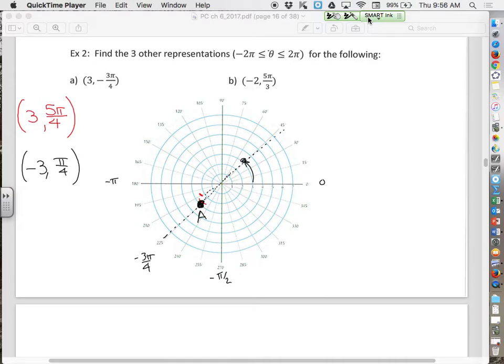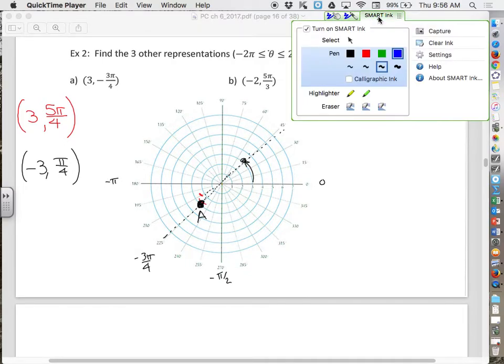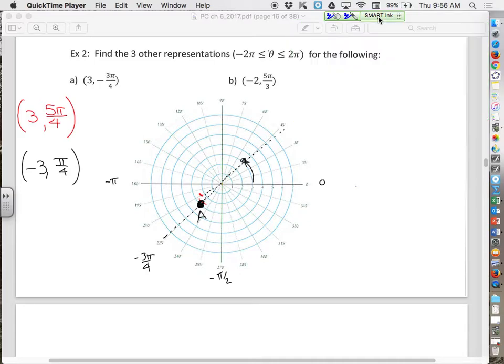Instead of going 3 units out, I'm going 3 units back, but I went to that pi over 4, that 45-degree mark. And then finally, one more way to go through and name this. We could go in this direction and get a negative angle measure. That's almost all the way around.